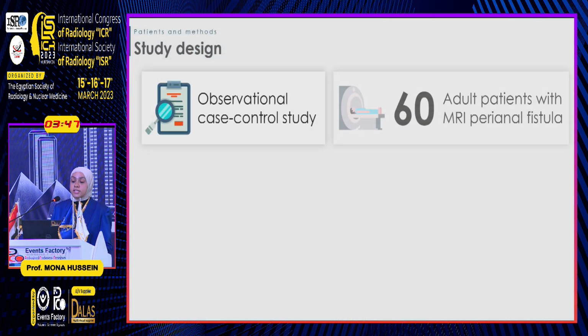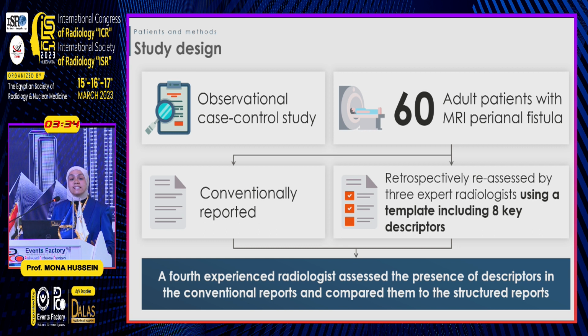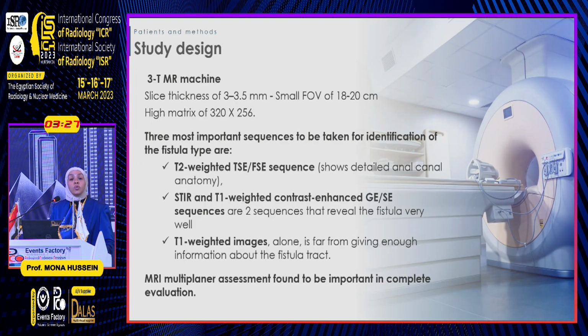Our observational study was on 60 adult patients diagnosed with perianal fistulas, reported conventionally, and then retrospectively reassessed using a template composed of 8 key descriptors. A radiologist assessed the presence of descriptors in the conventional reports and compared them to the structured report. T2-weighted images are very important for detailed anatomy. STIR and T1 contrast images are important for detailed pathology and fistula delineation. T1 alone is far from giving enough information, and multiplanar assessment is important.